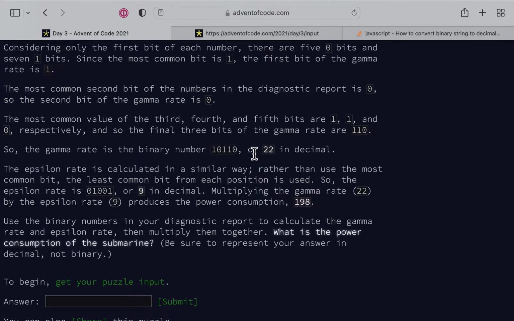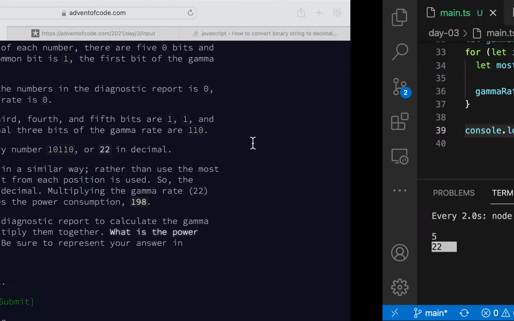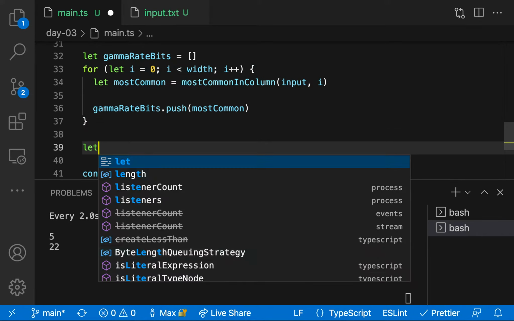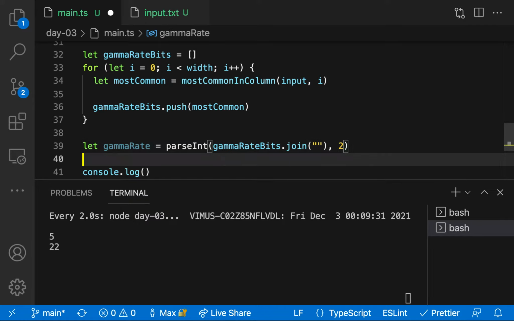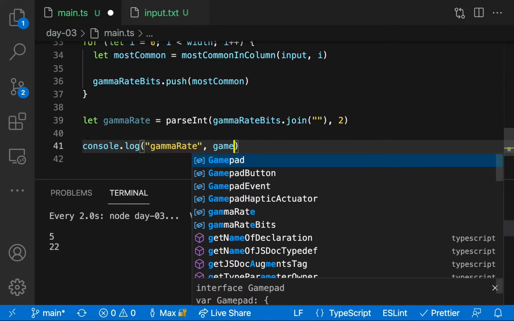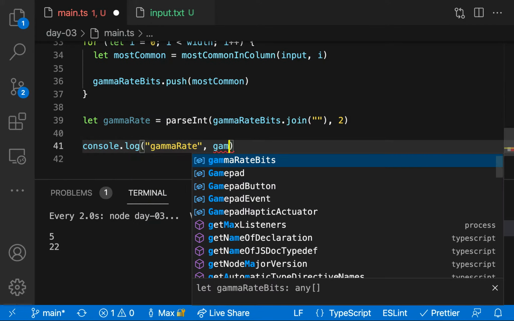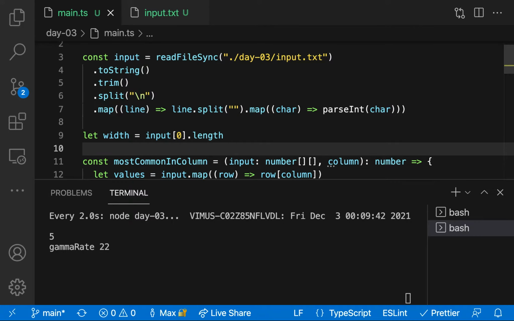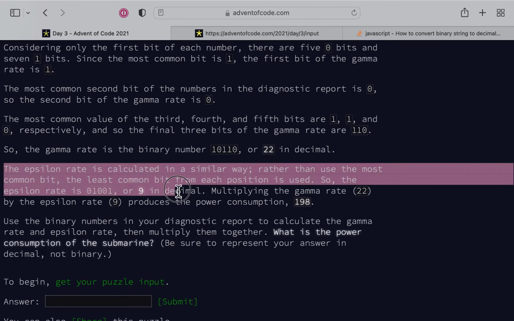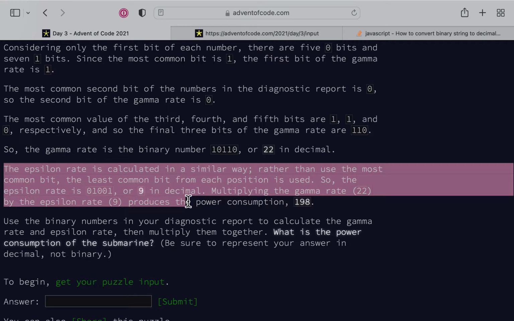What next? Now we've got to calculate the epsilon rate. All right, let's assign this to a variable. So we'll say let gamma rate is this. Let me get rid of the other one, I don't really need that anymore. Keep it going. Now we've got to calculate the epsilon rate. Rather than use the most common bit, the least common bit. Oh, jeez.